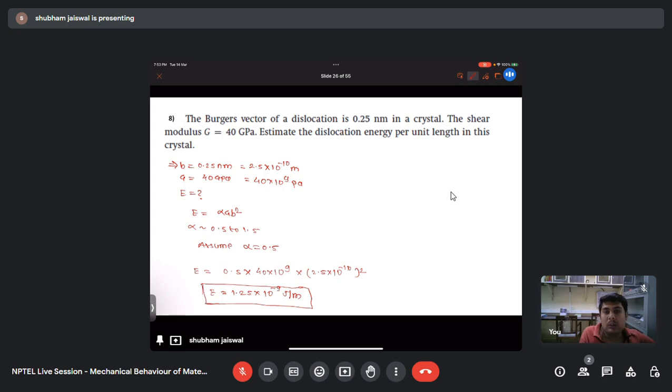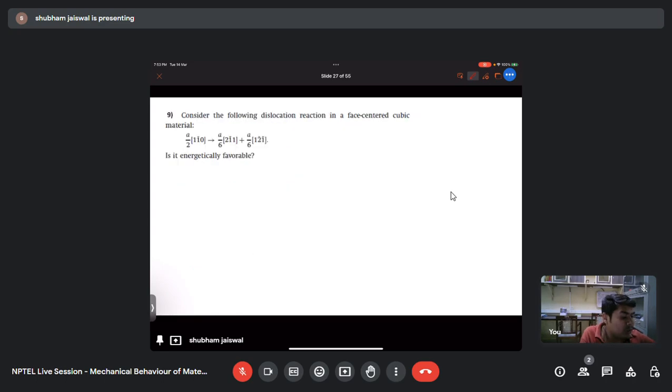So just a simple question. Now consider the following dislocation reaction in a centrifugal material. Whether it is energetically favorable. The same question again. Try to answer it.